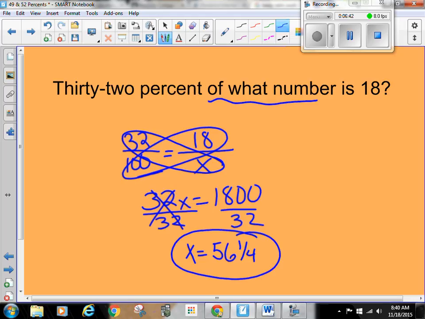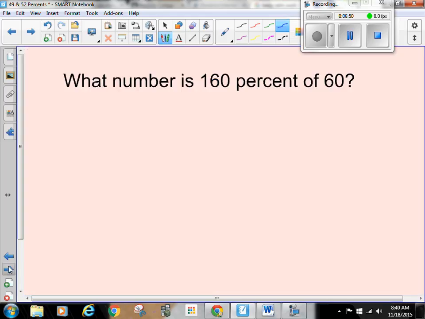Okay, so really the big thing with this is just making sure that you're finding the correct parts and plugging it in the right spot. All right, now let's look at a few problems where we deal with percentages over 100. Okay, so we're still setting up our same line equals line. It's still percent over 100 equals is over of.